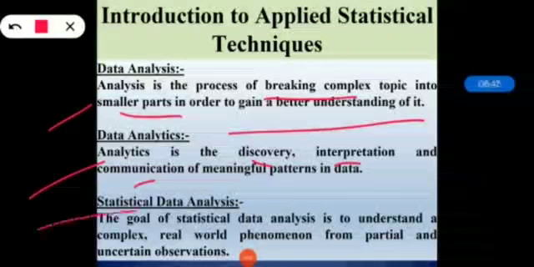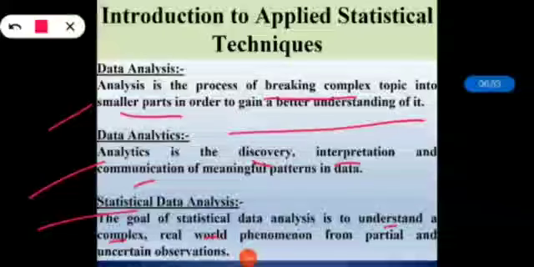Then comes the statistical data analysis. So the goal of statistical data analysis is to understand complex real-world phenomena from partial and uncertain observations. It means it is a process used to understand a complex problem from partial as well as uncertain observations. Now the uncertainty in the data results in the knowledge also being uncertain, that is, we are not getting proper information about that phenomenon.